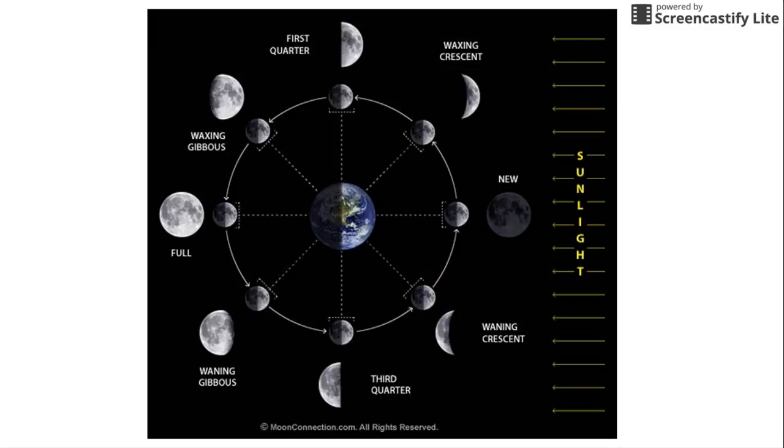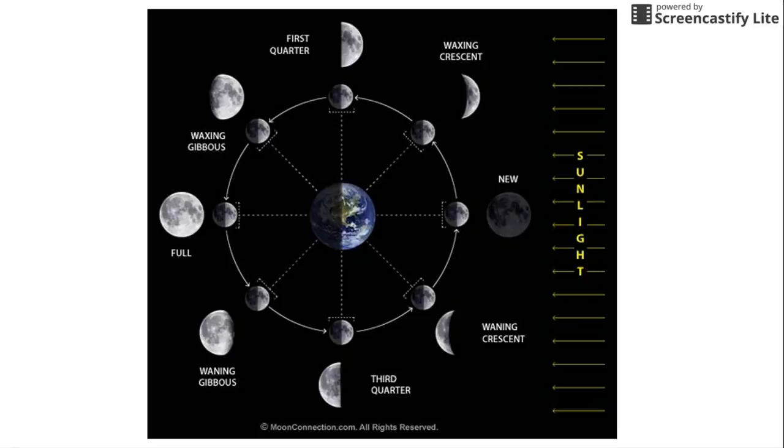So if we look at what these look like, we have sunlight coming in, and it's reflecting off the moon. From this angle, when the moon is in between the sun and the Earth, we end up having a new moon because the lit side of the moon is facing away from the Earth.